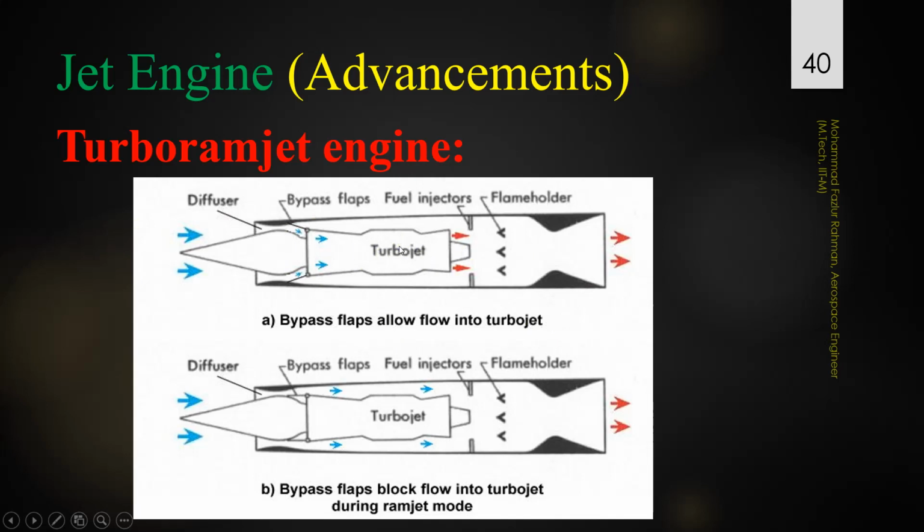Now when the speed goes high and the ram effect is good enough to give the compression, then the compression inside the turbojet is not required. The flap closes this entry, and the flow goes over this turbojet, and the entire body starts working as a ramjet engine because the compression is good enough. This kind of engine was actually used in the SR-71.